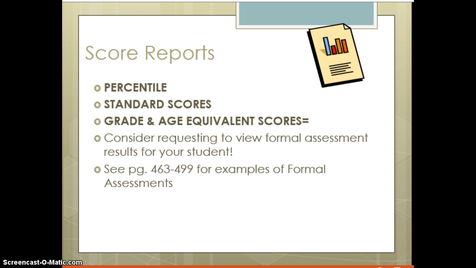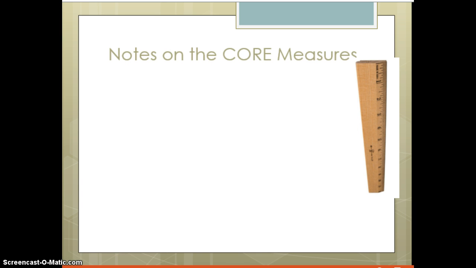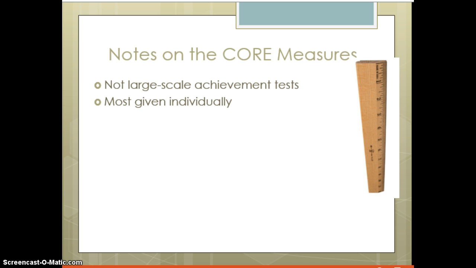So you can take a look in your text. Page 463 and 499 have more examples of formal assessments. So let's talk a little bit about the core measures that we had you, or we're going to have you look at all semester pretty much, right? So the core measures are not at all large scale achievement tests, right? So they're used for diagnosis, and they're given individually. So you don't have to give every student in a class those assessments at the same time. That's not how they're intended to be given. They're intended to be a one-on-one experience between the teacher and the student.